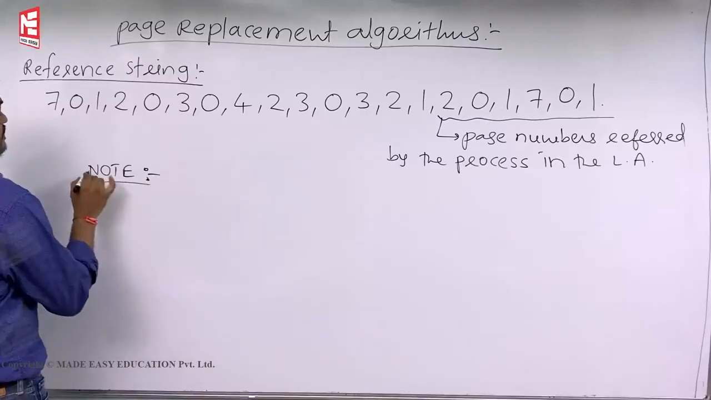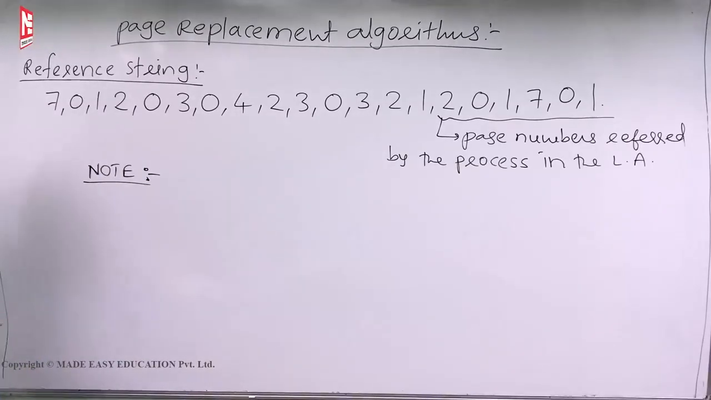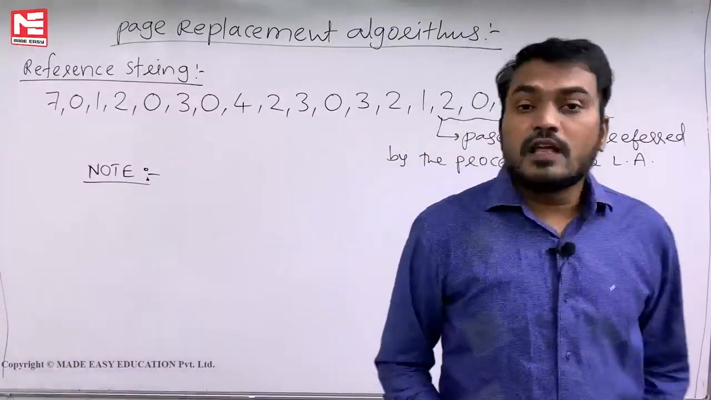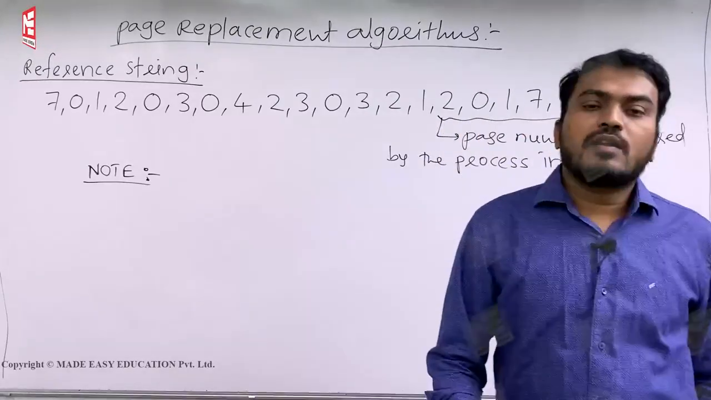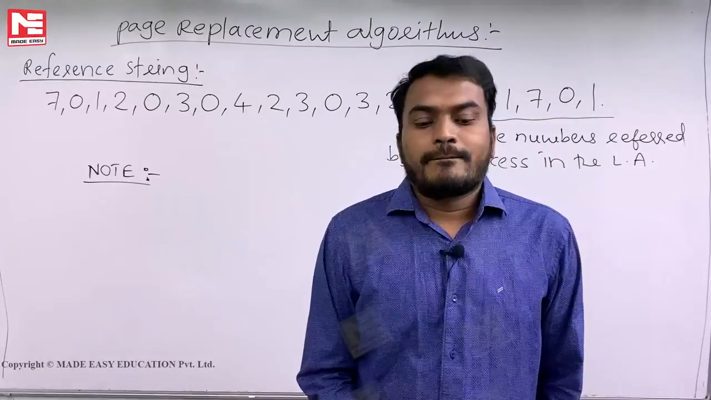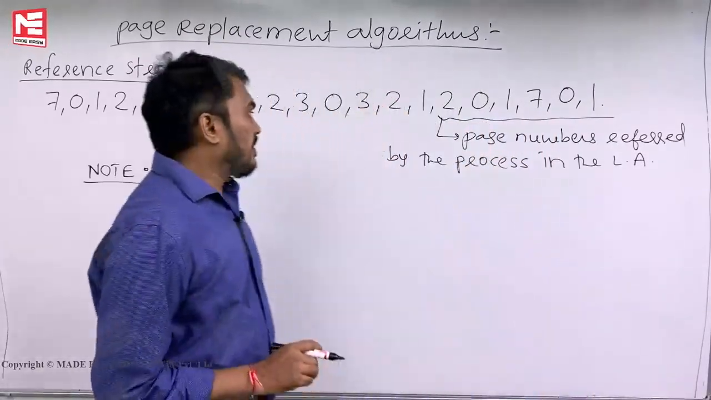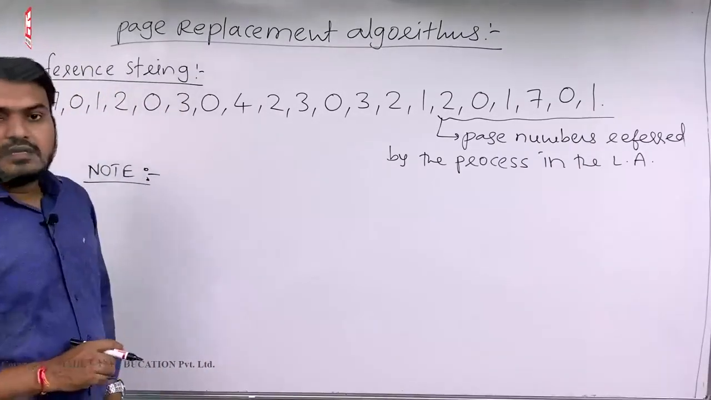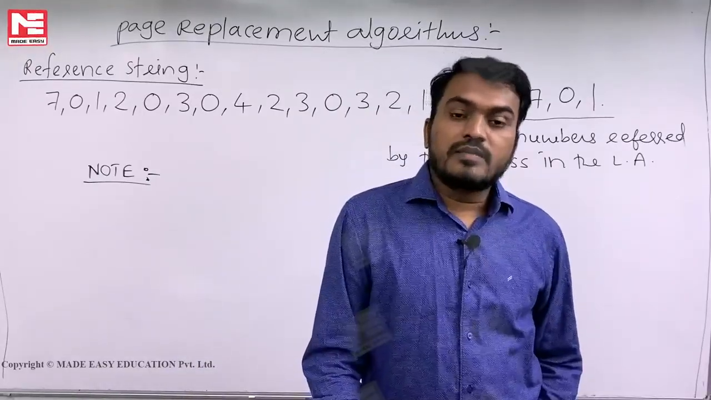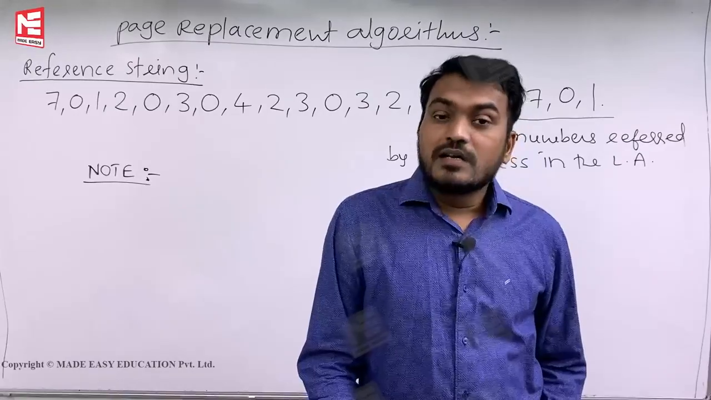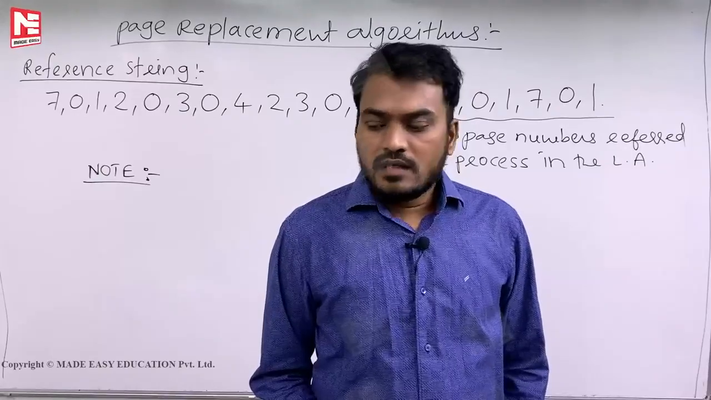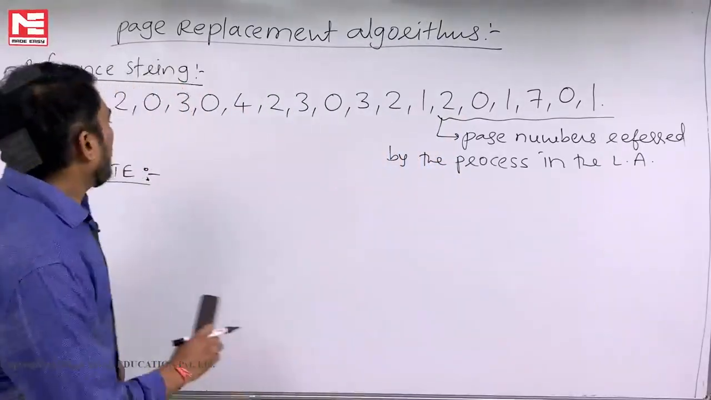Write a statement, keep it as a note. Number of frames allocated to the process is decided by instruction set architecture. Number of frames allocated to the process is decided by instruction set architecture. You just need to remember that.